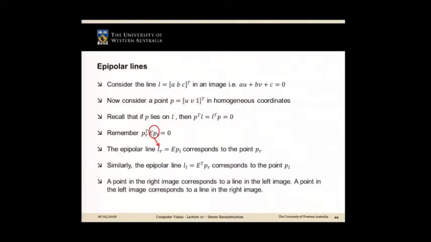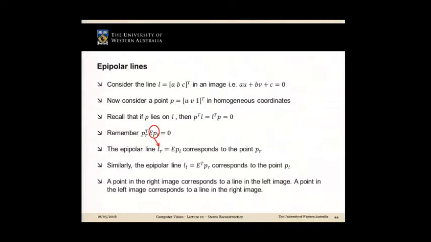So to make this product equal to 0, keeping this definition, if a point lies on a line, their dot product is 0. Now to make this product equal to 0, if this is the given point, E times PL should be your line, right? So if a point lies on a line and you take the dot product, what happens? You get 0. And from the Longuet-Higgins equation, we have this expression.